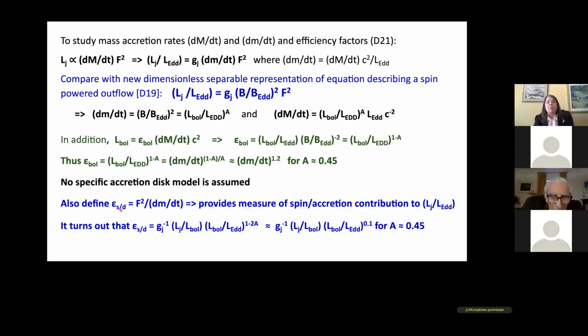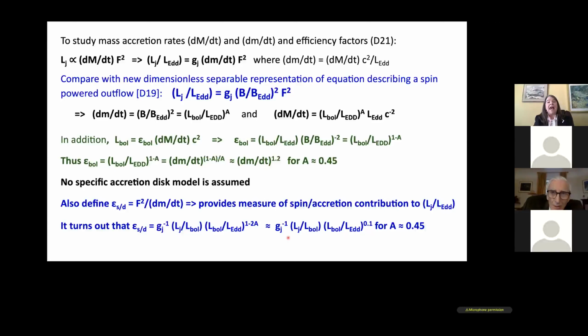Now, I'll also show you what I call the spin to disk efficiency factor. It's basically asking how much of the beam power is coming from the spin of the black hole relative to the dimensionless mass accretion rate. So how much of the dimensionless beam power is being powered by spin energy versus being powered by the mass accretion rate of the disk. So that's shown here. And interestingly, when you write that down in terms of empirically determined quantities, it ends up being about Lj over L_bol. Okay, there's another term here that's extremely weak, L_bol over L_Ed to the 0.1.